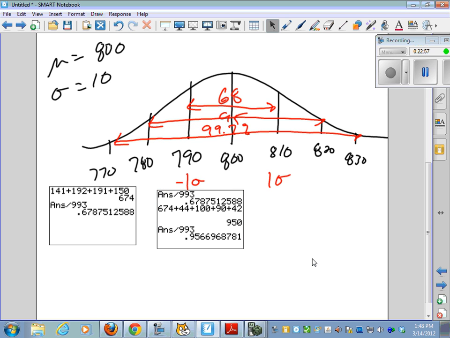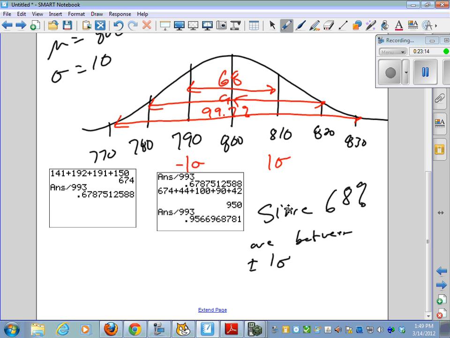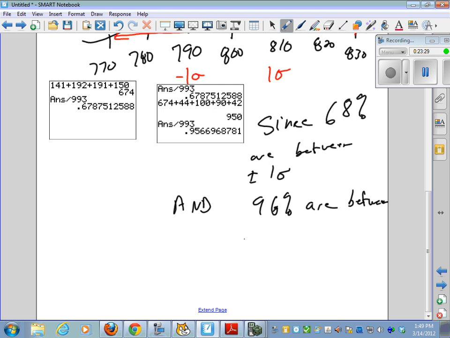Okay? So you would say something like, since 68% are between plus or minus 1 standard deviation and 96% are between plus or minus 2 standard deviations, it is normal. It is considered a normal distribution.